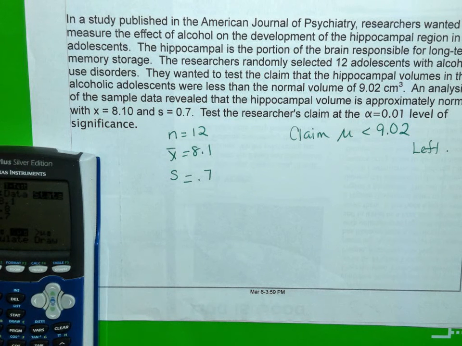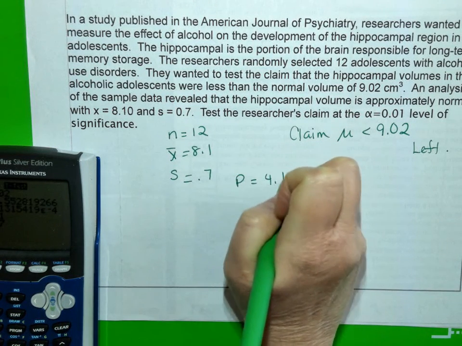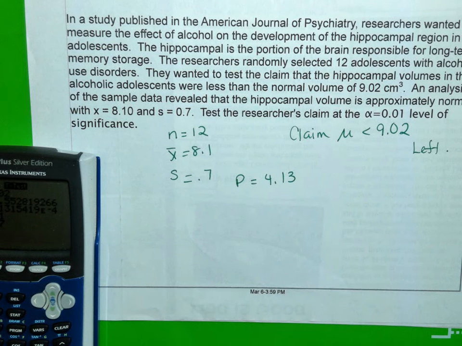Mean, 9.02, X bar 8.1, 0.7, N is 12. It is left-tailed as we see, and we calculate. I have a p-value of 4.13. Wow, that's really, really, really big. I'm going to double check. Times 10 to the negative fourth. Yeah, see, I didn't read all the way across, did I?